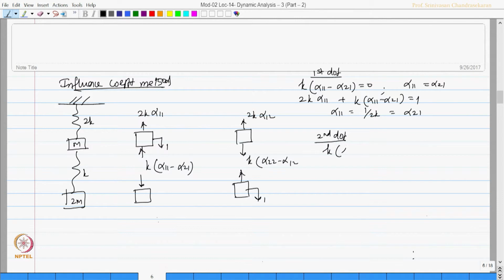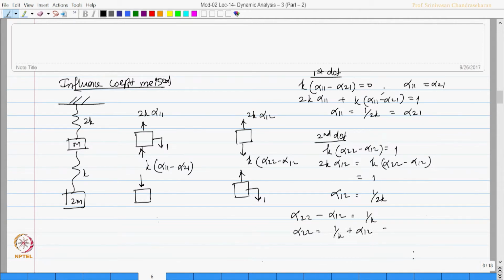Now, for the second degree, k times (α₂₂ − α₁₂) is unity. Then 2k α₁₂ is k(α₂₂ − α₁₂), which is equal to unity. So I can say this is 1, which implies that α₁₂ is 1 by 2k. Now, we know α₂₂ − α₁₂ is 1 by k. So α₂₂ is 1 by k plus α₁₂, which is 1 by k plus 1 by 2k, which I get as 3 by 2k.